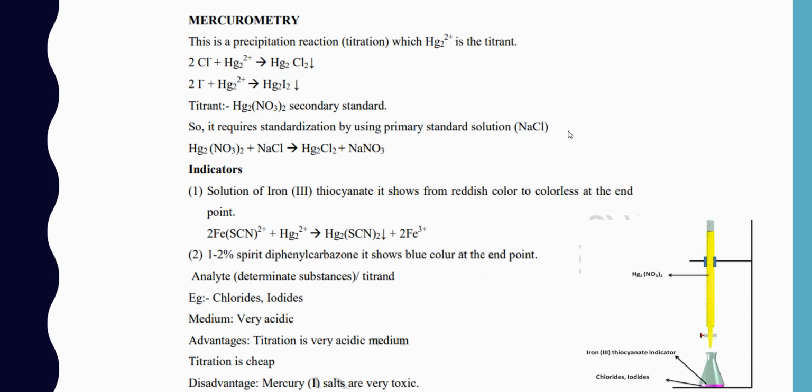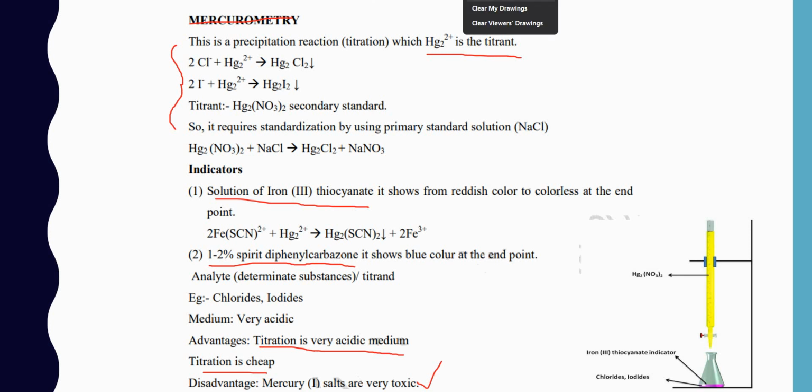Next is mercurometry. Mercurometry is the precipitation titration where mercury is the titrant. These are the reactions given; they are not important. The indicator is a solution of iron thiocyanate, or 1 to 2% spirit diphenyl carbazone. This is important here. The advantages: the titration is in a very acidic medium, and it is cheap, doesn't cost more. The disadvantage: mercury salts are very toxic. Nothing else is important, only these points.